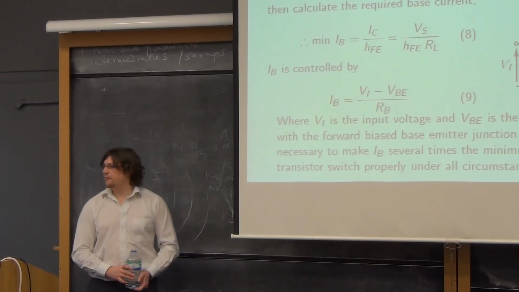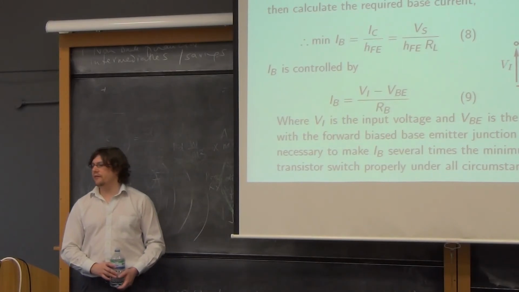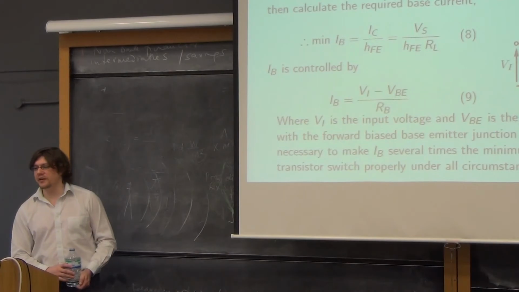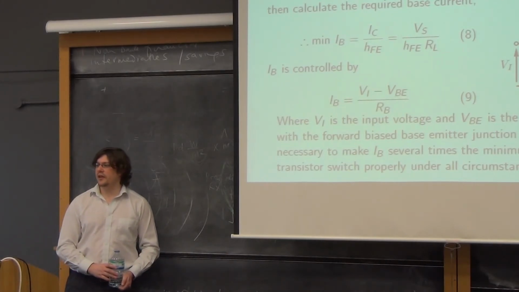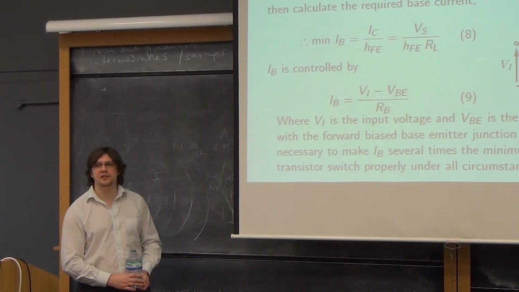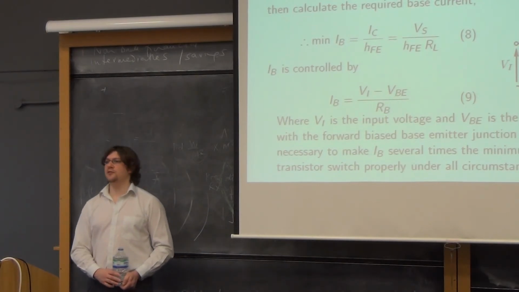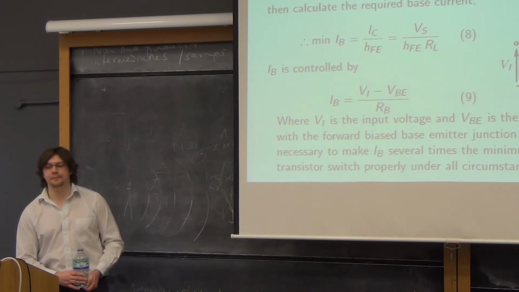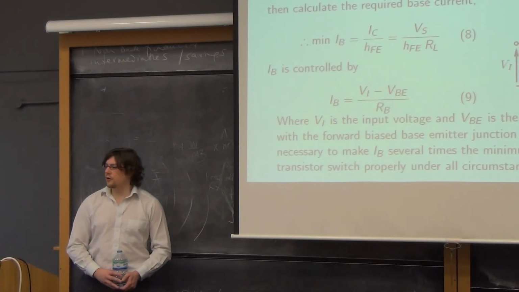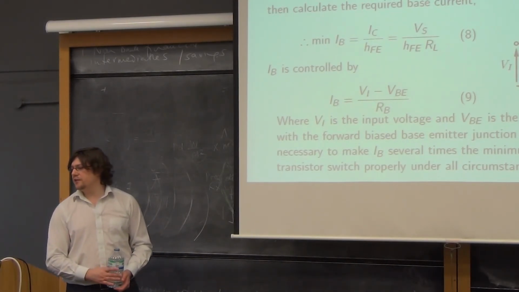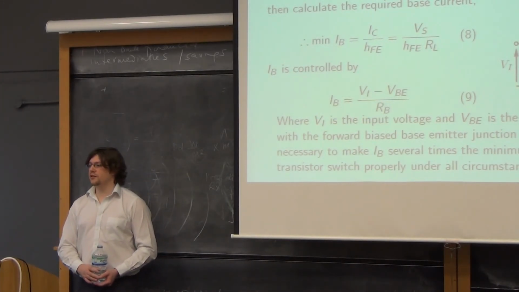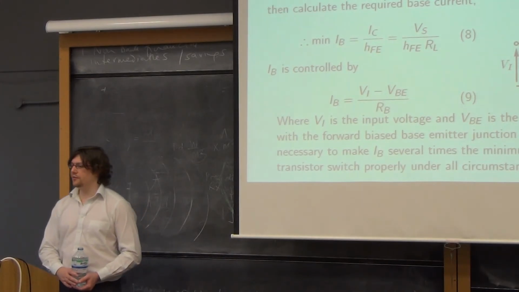So the actual design process, first of all, estimate IC. You can say it's approximately Vs upon RL if Vs is much, much bigger than VCE sat. I would much prefer to say Vs minus VCE sat upon RL because it's more accurate. And then you calculate the minimum base current. So you'd say IB is IC upon HFE, which is Vs upon HFE times RL if you're subbing in from 7.